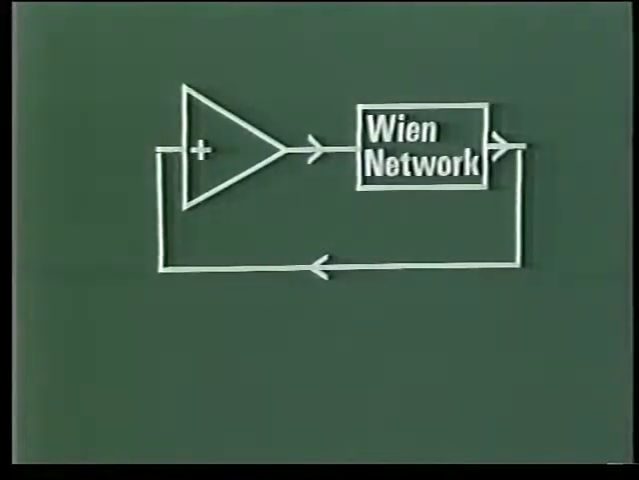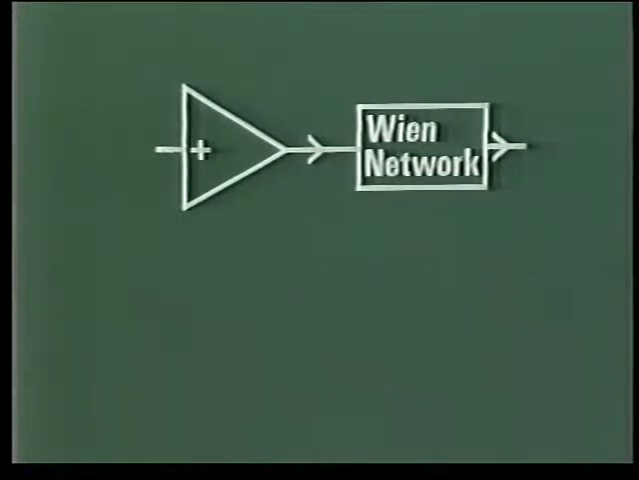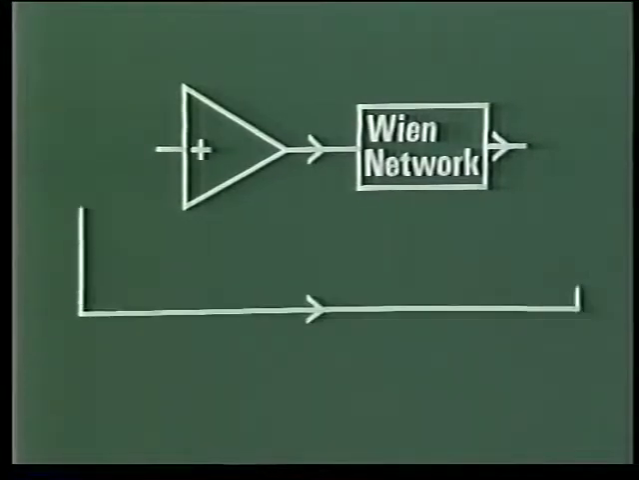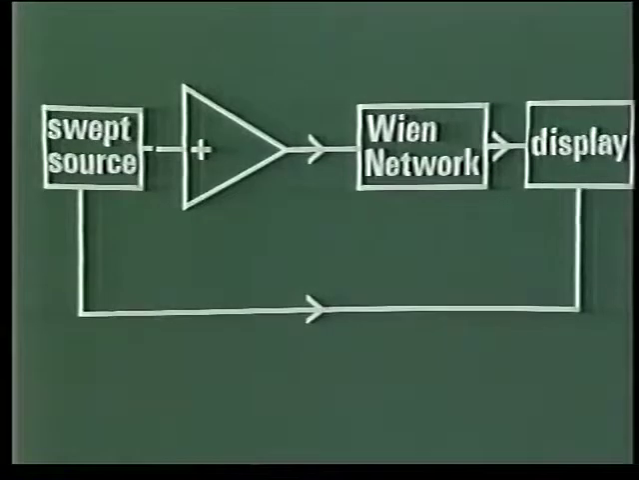Now, I'd like to check this using a swept frequency source, because this is a very useful technique for measuring the loop gain of an amplifier system. This is the system. In order to measure loop gain, the loop has to be opened. Then a sine wave generator is connected to the amplifier input and a display unit to the Wien network output. The generator automatically sweeps over the range of frequencies I want to look at.